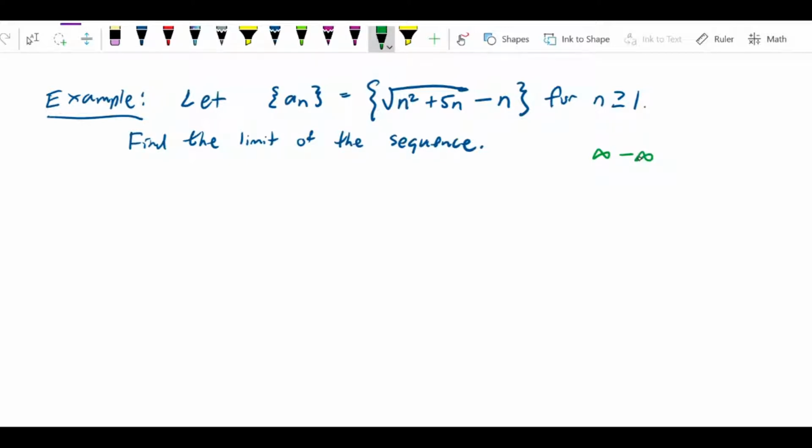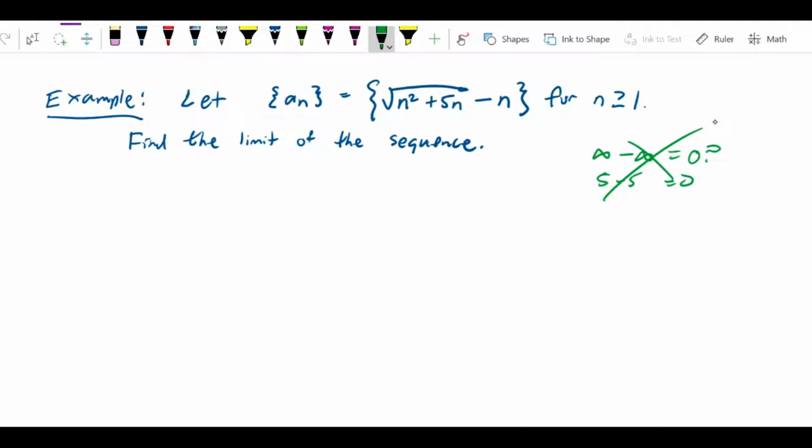I know that many people look at that and say, well, what do you mean? Isn't infinity minus infinity the same thing as 5 minus 5, which is 0? So isn't this going to equal 0? And the answer is no, it's not. Infinity minus infinity is an indeterminate form that has to be evaluated, just like 0 over 0 or infinity over infinity or 1 to the infinity. These are all indeterminate forms.